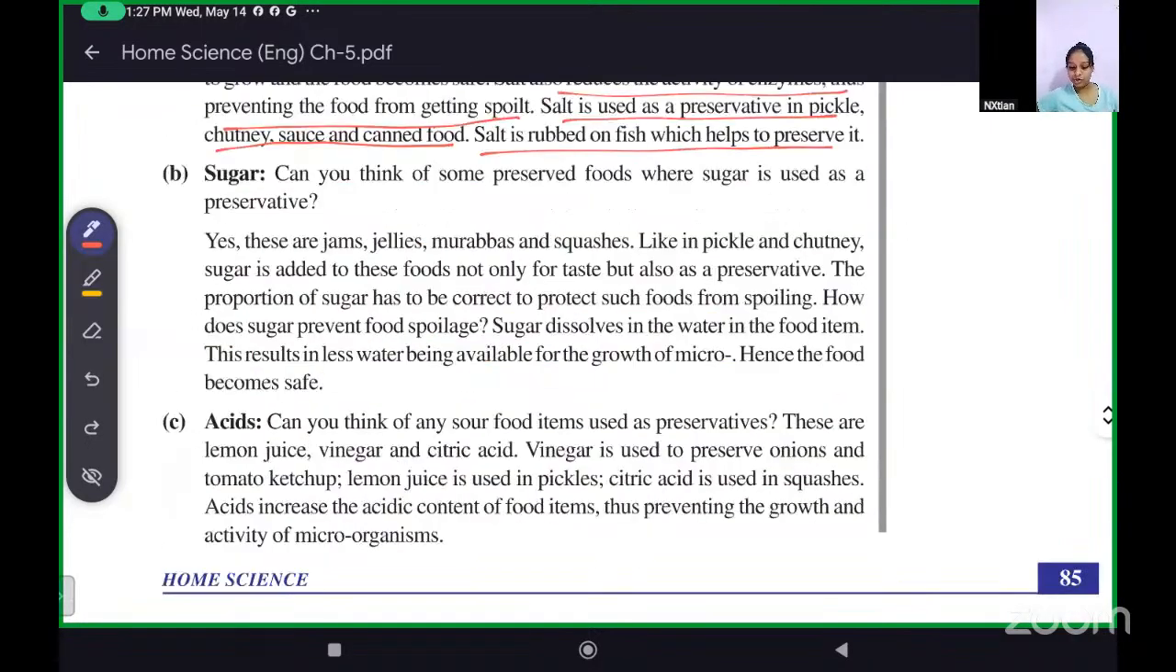Then comes sugar. Jams, jellies, murabbas, and squashes are the foods which use sugar as a preservative.